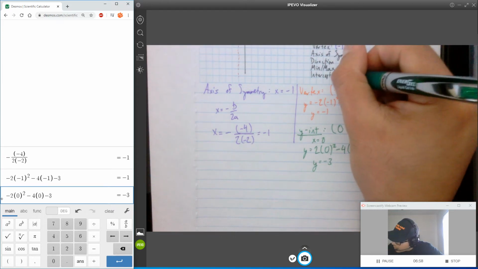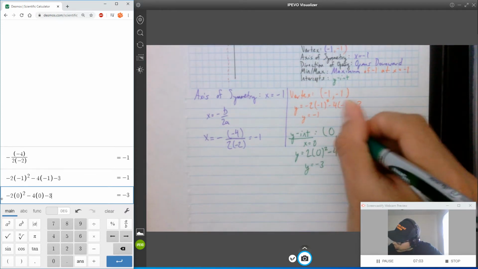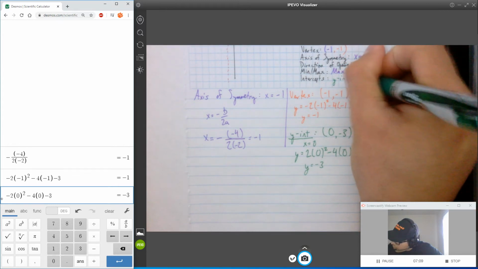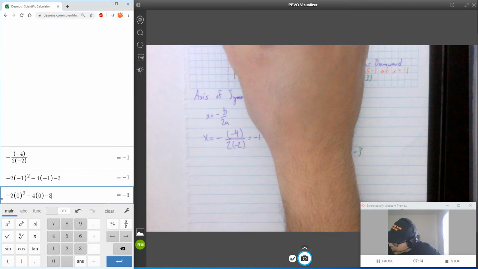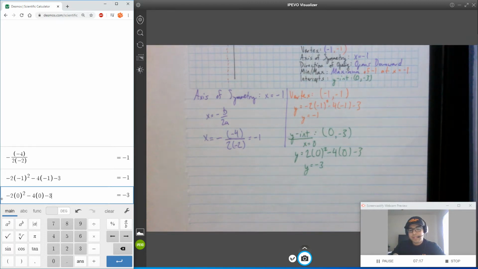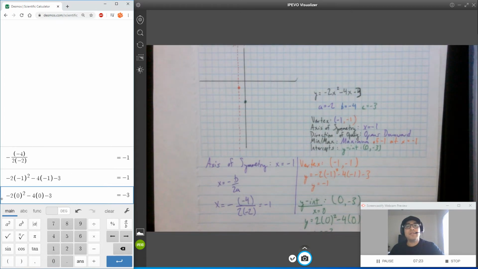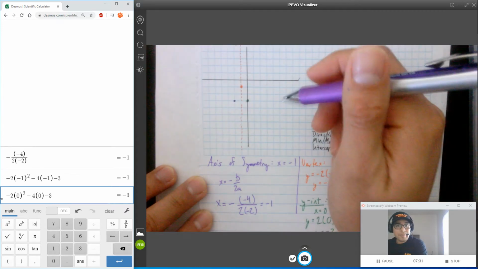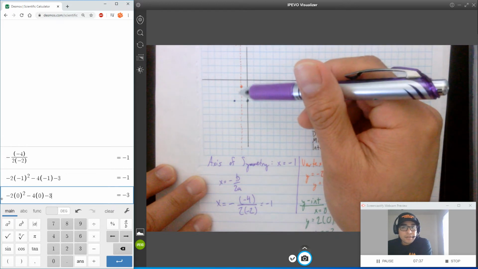So my y-intercept is going to be 0, -3. Okay, so y-intercept 0, -3. All right, 0, -3. Now, what I can do with this here, since I know that this is going to open downwards, and I know that this is symmetrical, right? Since it's a parabola. So I know that I don't have to do anything else to find any other points.